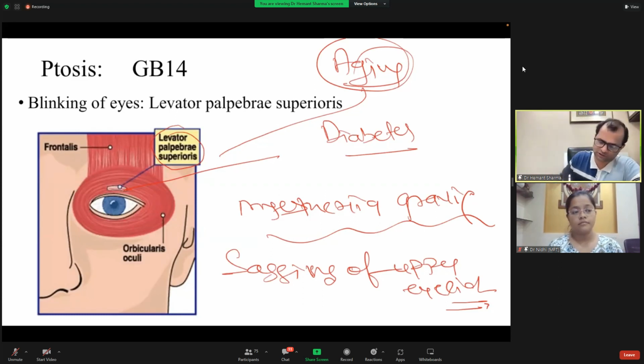So number one is muscle. The cause number two is nerve, damage of the nerve who controls this muscle.